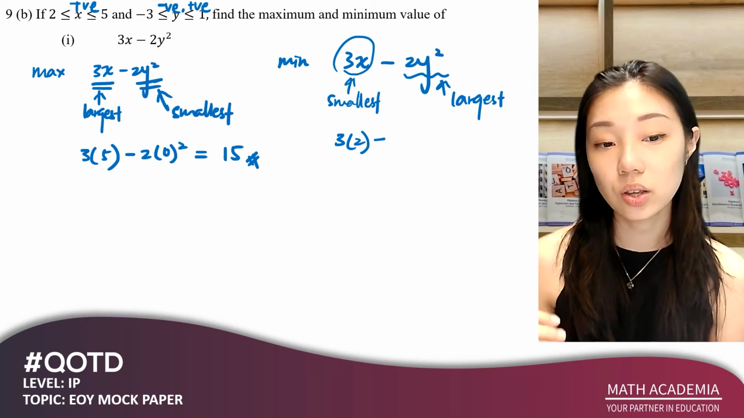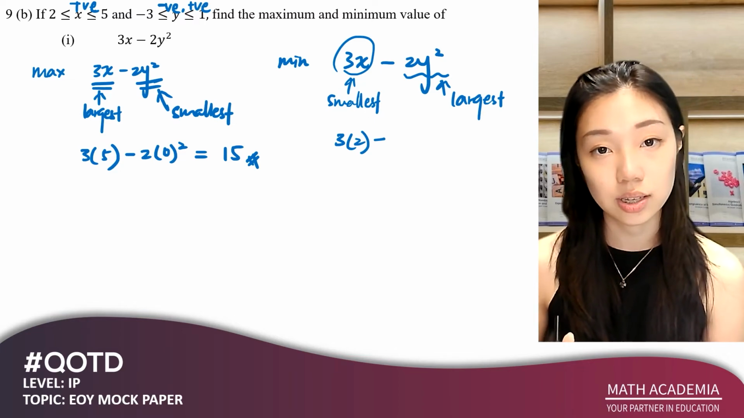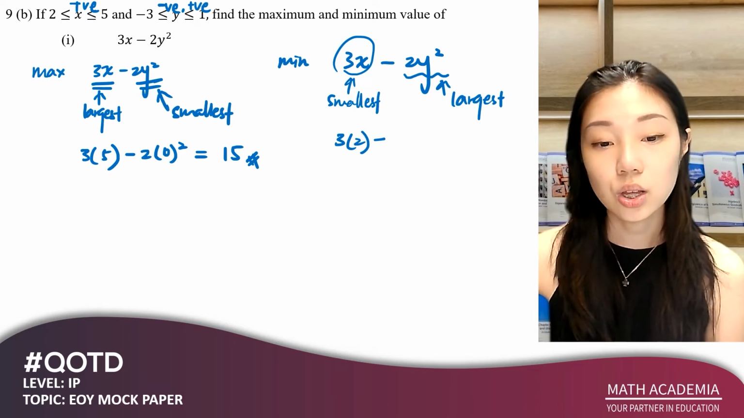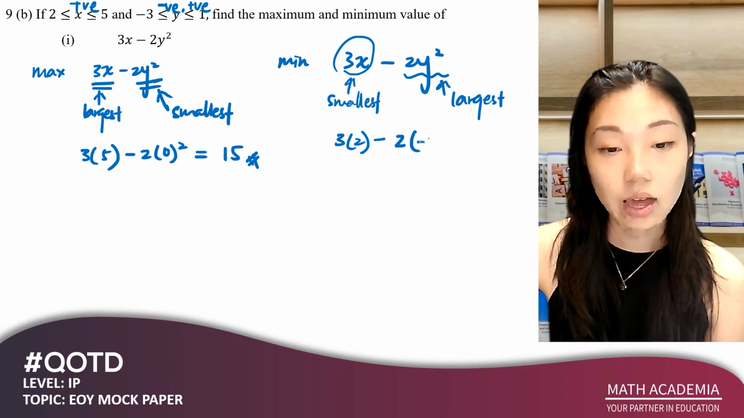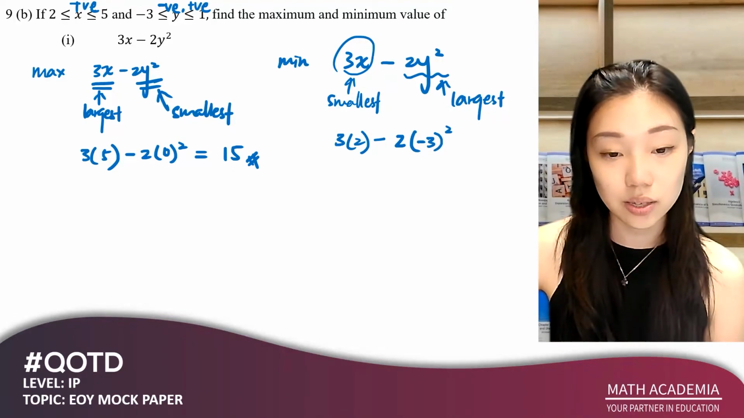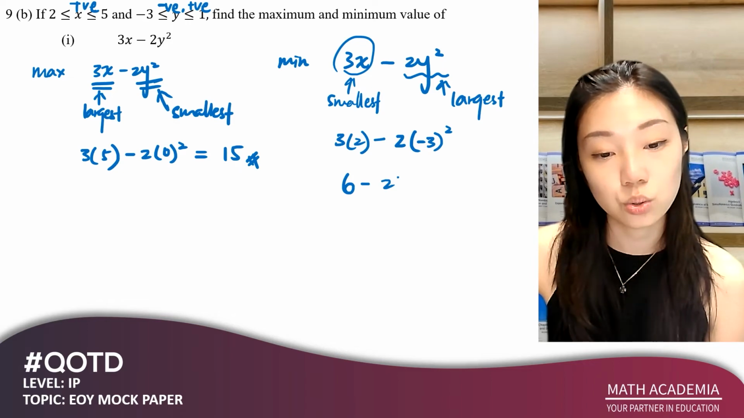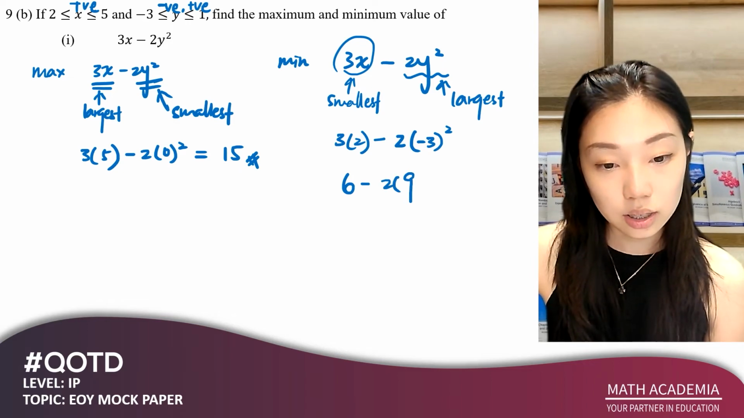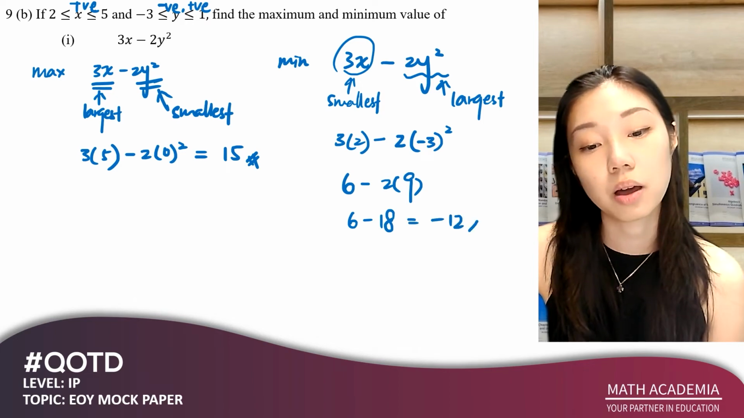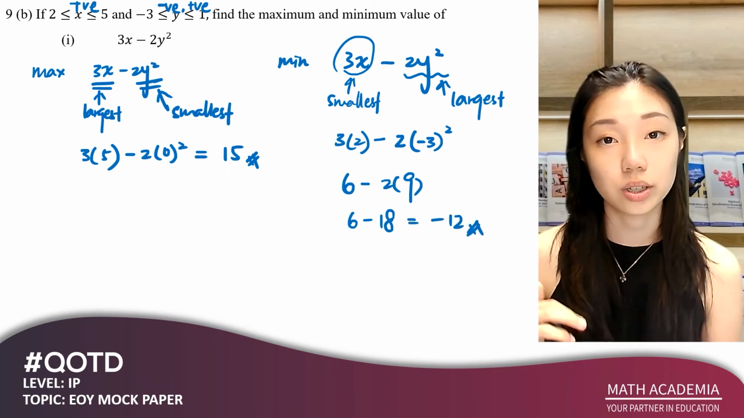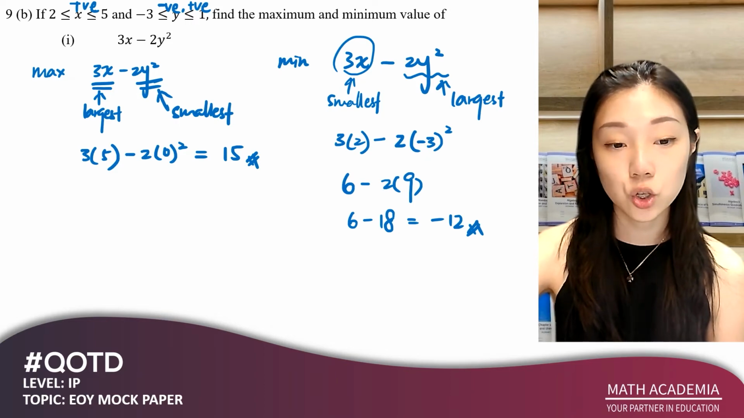But if we were to just look at the numerical value, 3 and 1, which one is larger in size? Of course 3, right? So I would choose 3, because of the square, I am eliminating the negative sign. So what this gives me will be 6 minus 2 times 9. So 6 minus 18, which equals negative 12, which is the answer for question 9 part B part 1. Let's look at question 9 part B part 2.